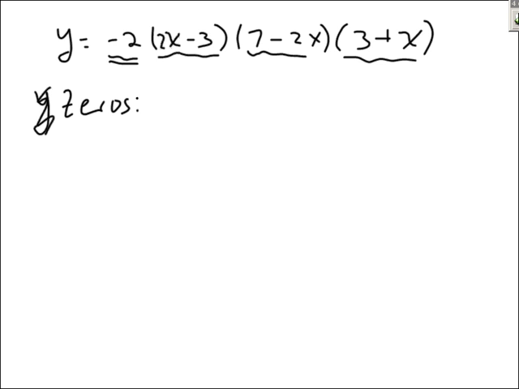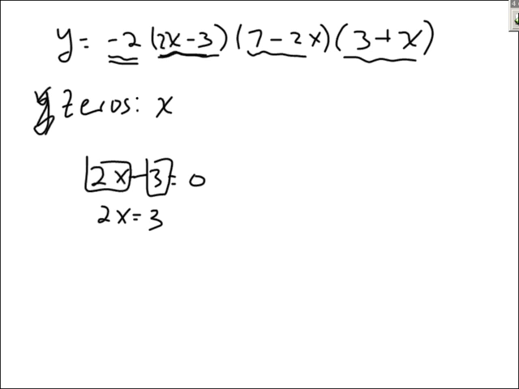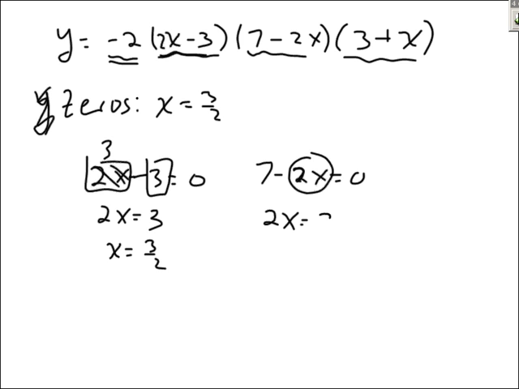Well, -2 is never 0. 2x take away 3 is 0. Well, if this take away that is 0, then they both equal 3. 2x must equal 3. 3 minus 3 is 0. 2x is 3, so x is 3 halves. That's one of them. The next one, 7 minus 2x is 0. That must be 7. 7 minus 7 is 0. 2x must be 7. x is 7 over 2.